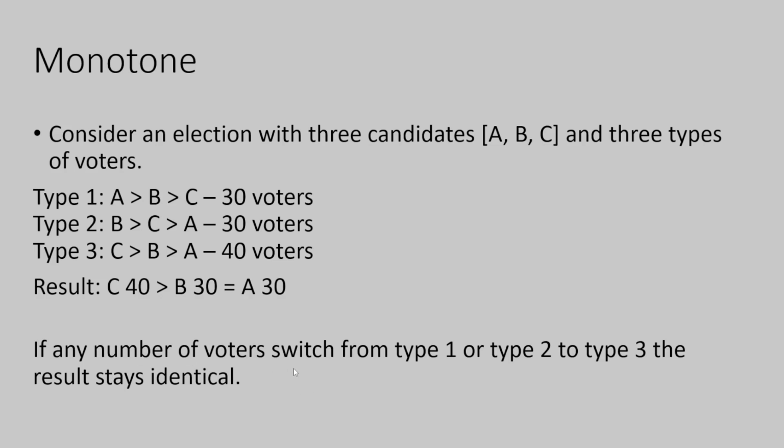In this case, if any number of voters switch from type 1 or type 2 to type 3, the results stay the same. In other words, in first past the post, it is simply not possible to reduce a candidate's chance of winning by voting for them. Simple.